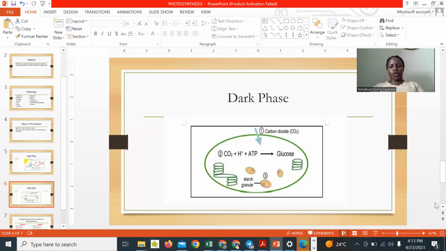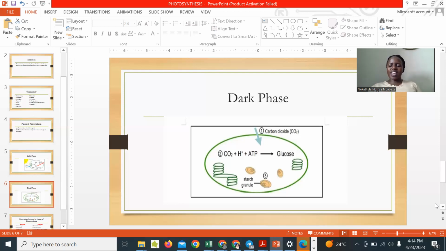So if we're looking at your number 1, this is where your carbon dioxide enters the leaves via the stomata from the atmosphere. If we can go back a bit to the light phase, you will remember that in number 5, we said your oxygen is going to leave the chloroplast via the stomata into the atmosphere. But now we're simply saying when it comes to the dark phase, your carbon dioxide is going to enter the leaf via the stomata. And where is that carbon dioxide coming from? It is coming from the atmosphere.